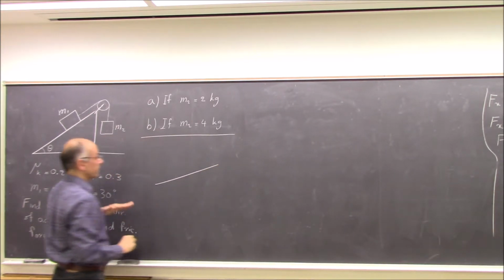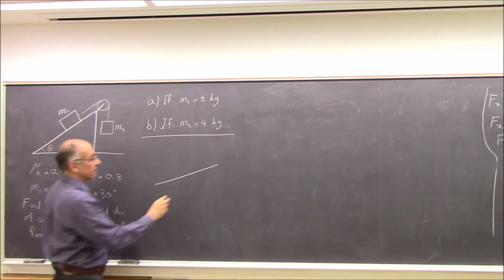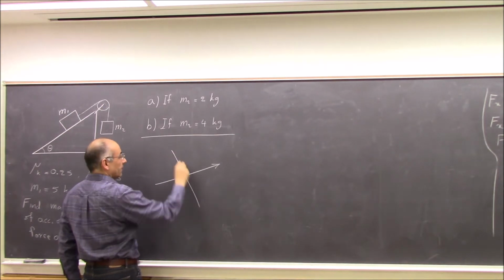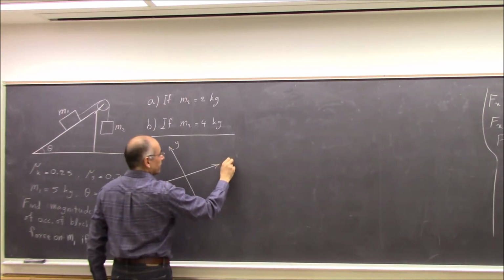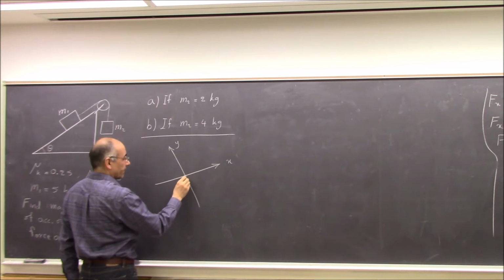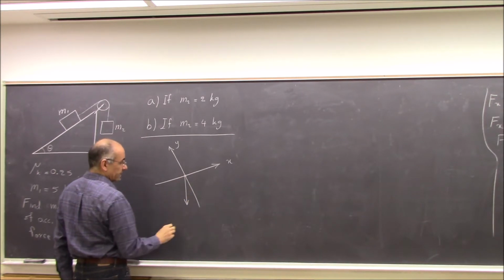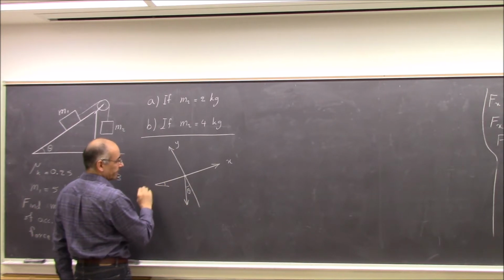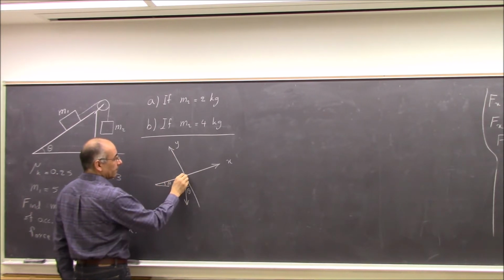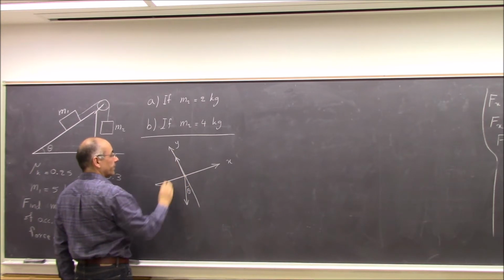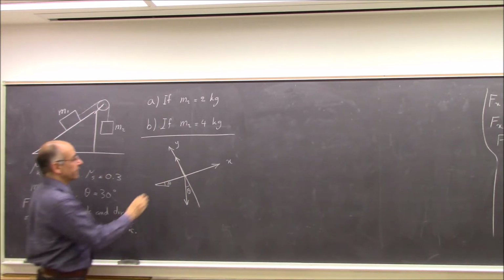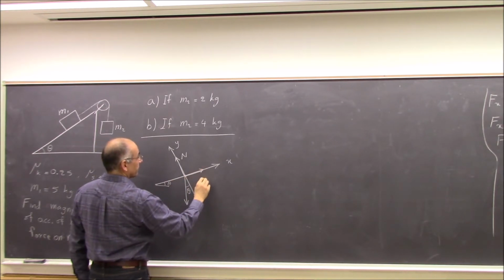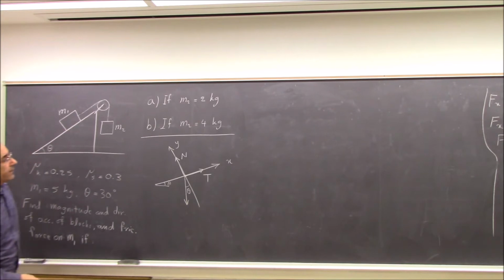We put the direction along the ramp as x direction, because if there's acceleration it will be this way, and y direction this way. How many forces? There's force of gravity, which is directly downward, and this angle theta will be the same as the angle of the ramp. And then normal force, which is perpendicular to the ramp, which is in y direction. And there is tension force. And there's a friction force.